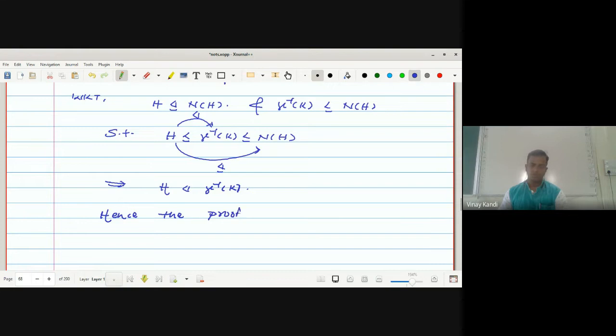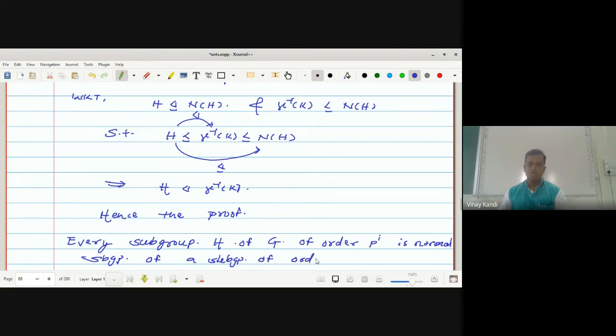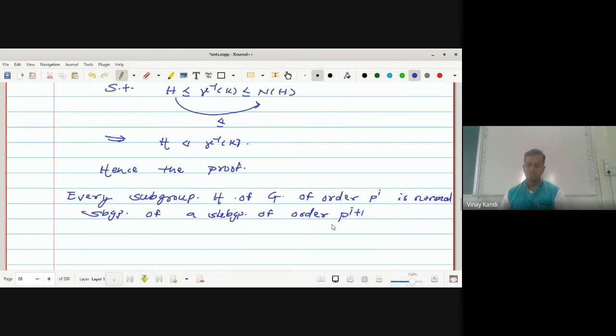Hence every subgroup H of G of order P raised to I is a normal subgroup of a subgroup of order P raised to I plus 1, where I is running from 1 to n minus 1, that is, less than n.